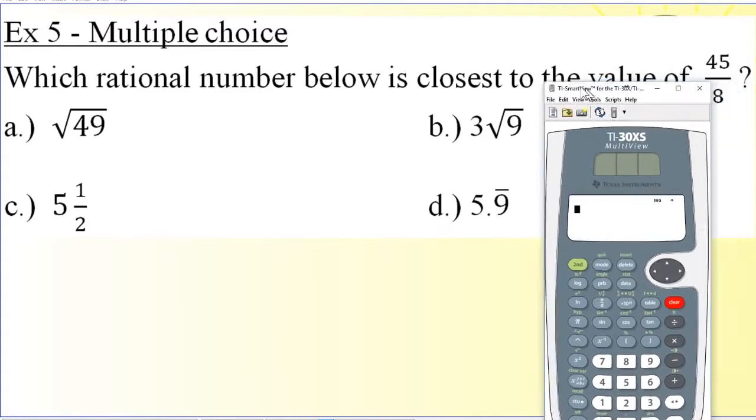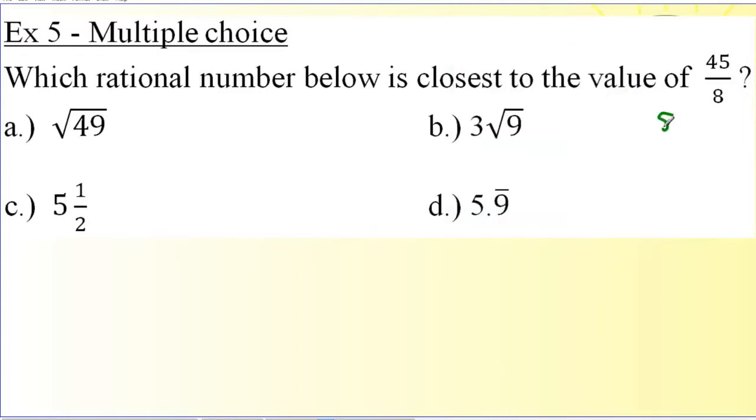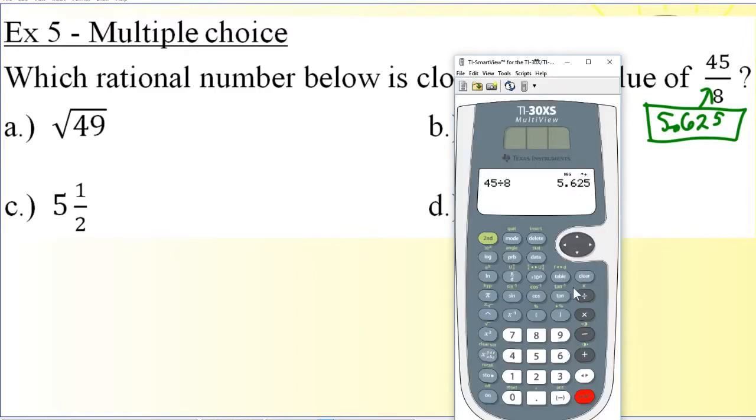Now, probably the first thing I'm going to do is take this 45/8 and change it to a decimal. Okay, so that's 5.625. So now that is what I'm using as my basis to figure out if these guys are close or not. Okay, so let's start banging them out here.